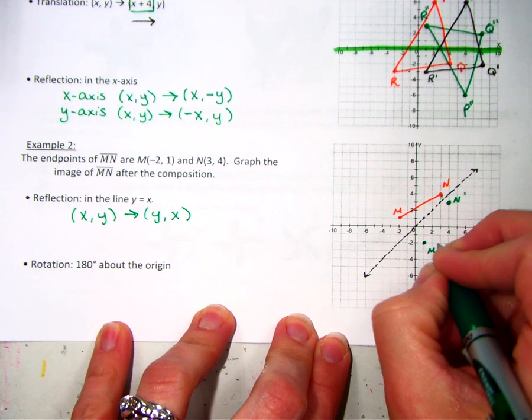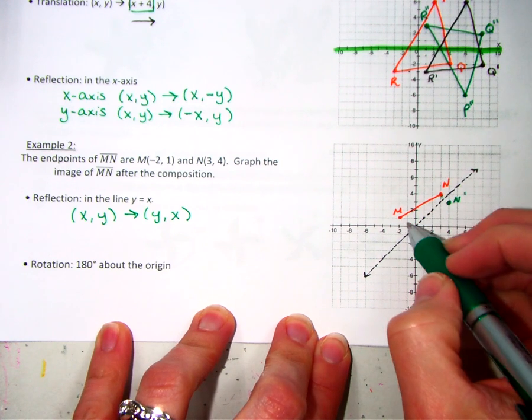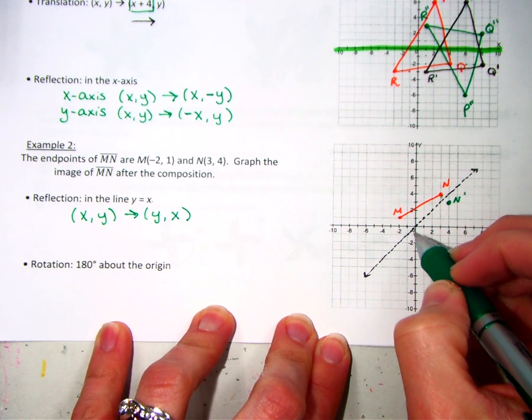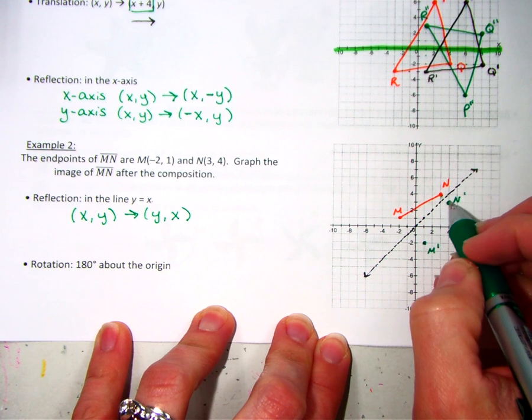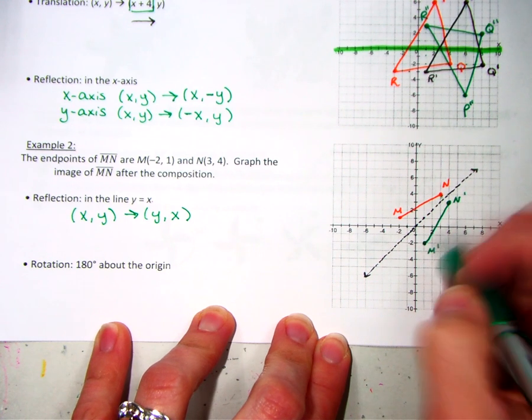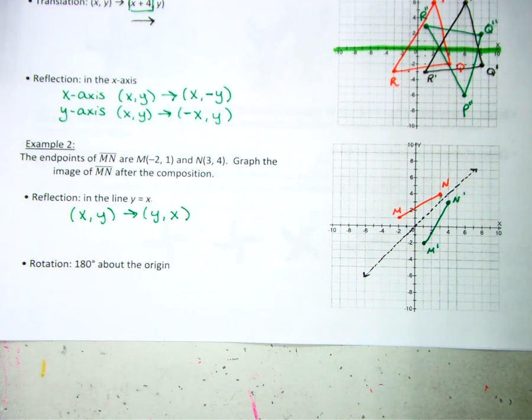So there is your m prime. I counted a full diagonal, then a half, and then a full. Okay, this is where it gets to be a little bit tricky. The glide reflections are pretty straightforward in the coordinate plane. This is where it gets tricky because now I have to rotate this 180 degrees. Okay, so which one am I rotating?